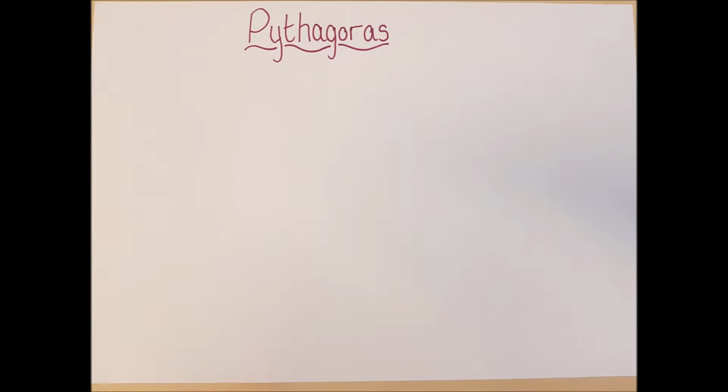In this video, we're going to be talking about Pythagoras' theorem. Pythagoras' theorem is mainly used to determine the length of one of the sides in a right-angled triangle. But before we look at Pythagoras' theorem, it's important to look at how you'd label a right-angled triangle.